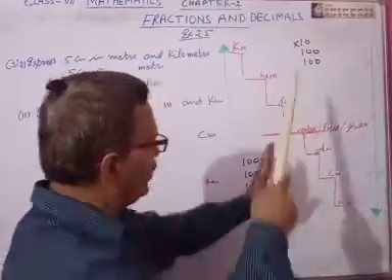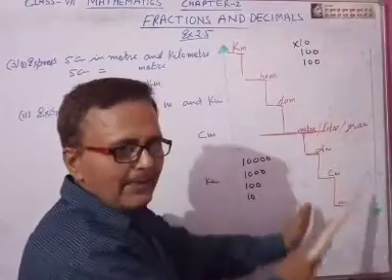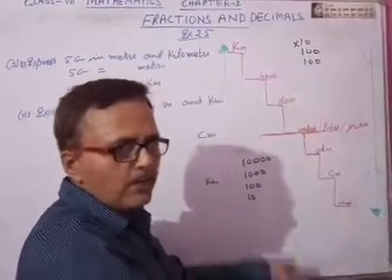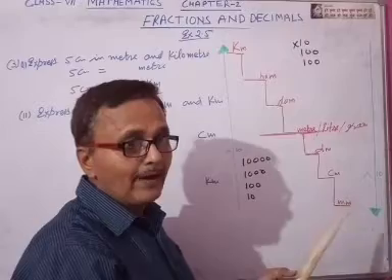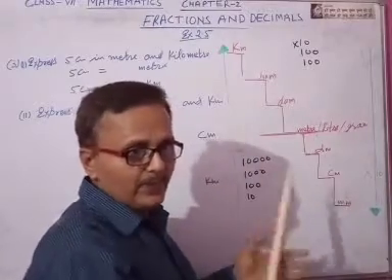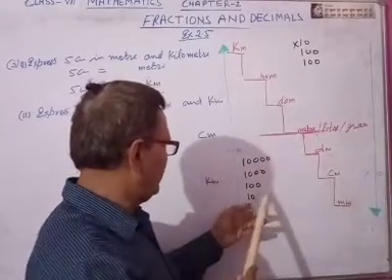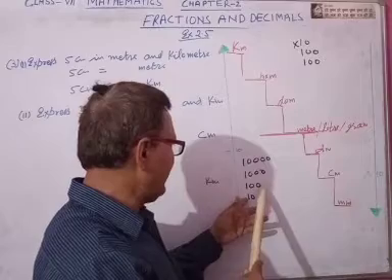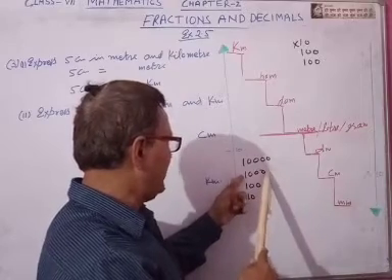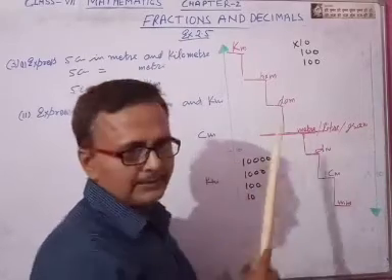Understand? For downwards, we will multiply by 10 in each step. For upwards, we will divide by 10 in each step. For 1 step 10, for 2 steps 100, for 3 steps 1000, for 4 steps 10,000. Likewise.